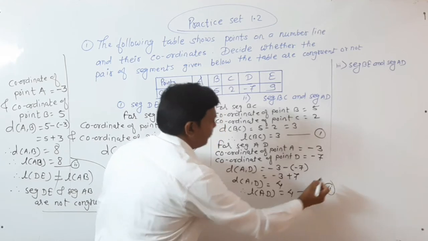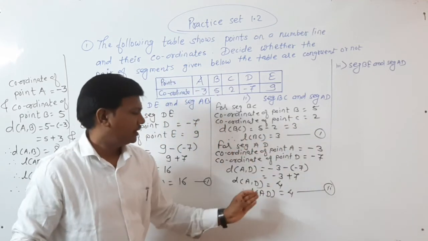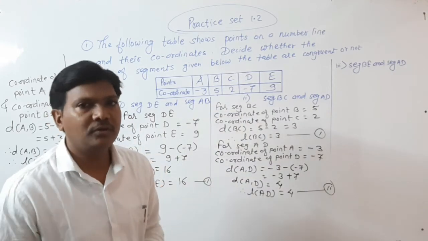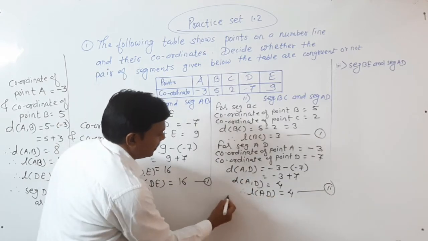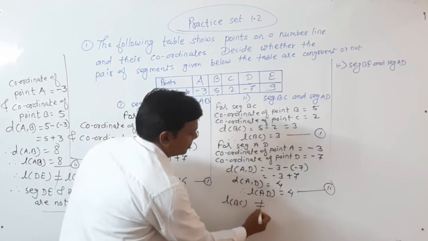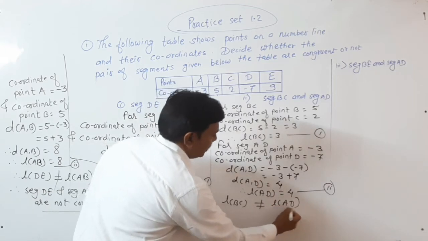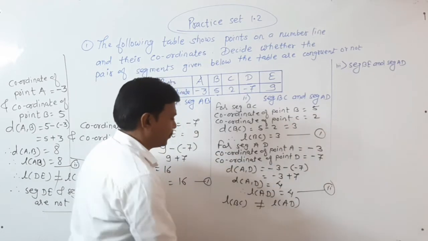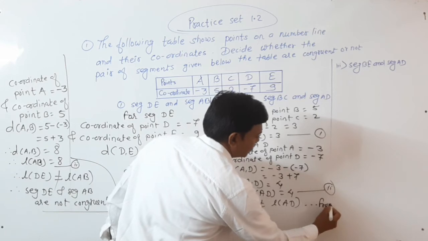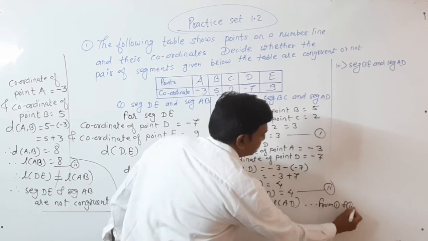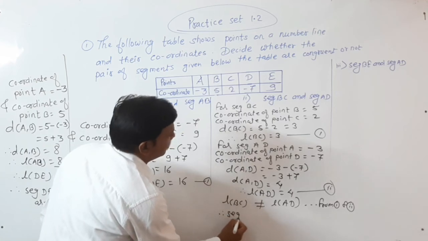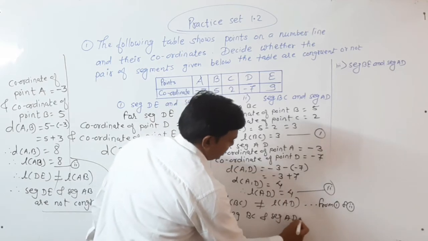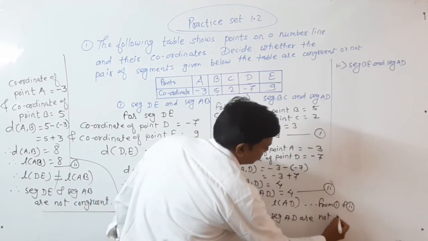You see 1 and 2. Here length BC is 3 and length AD is 4. So again both are not equal. So we say both are not congruent. So how can we write? Length BC is not equal to length AD. If you write reasons here, write from 1 and 2. Segment BC and segment AD are not congruent.